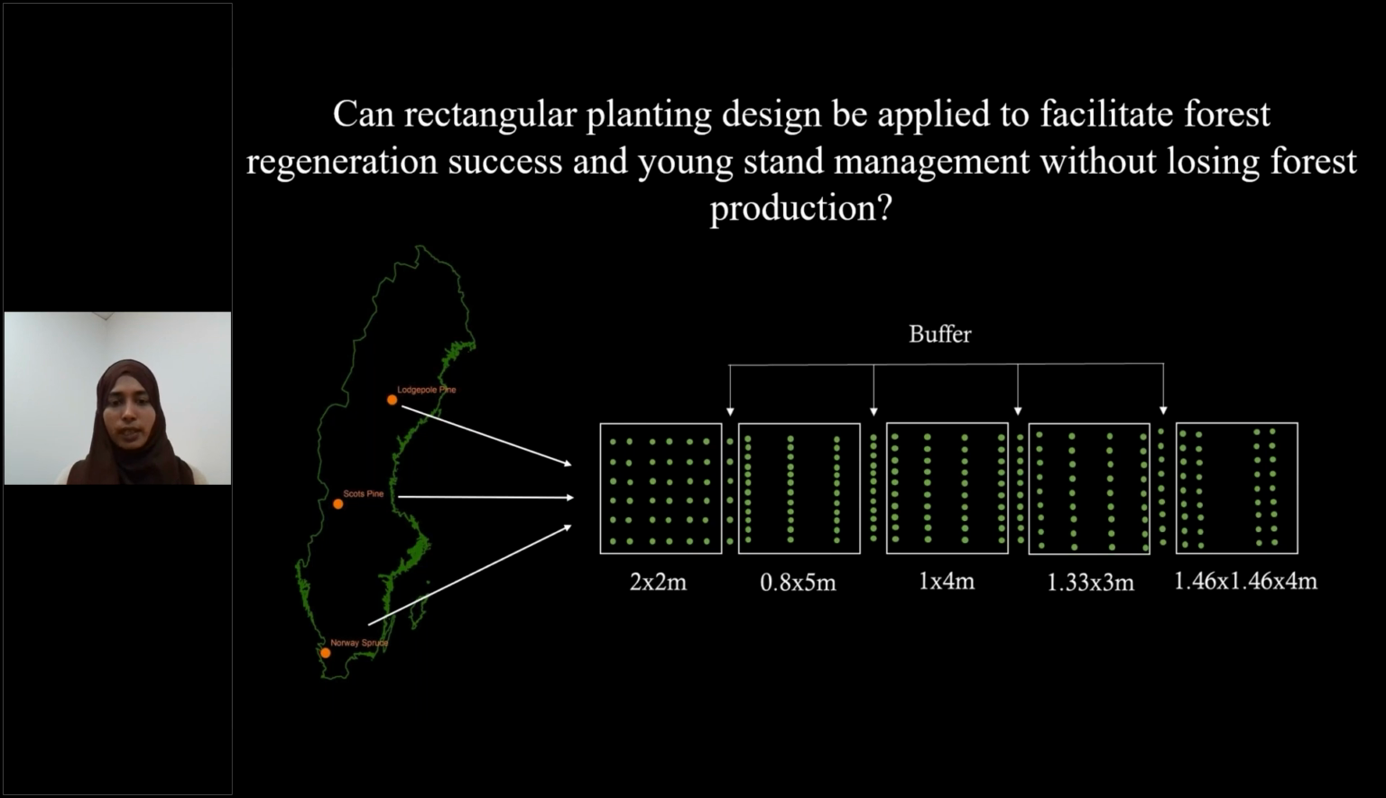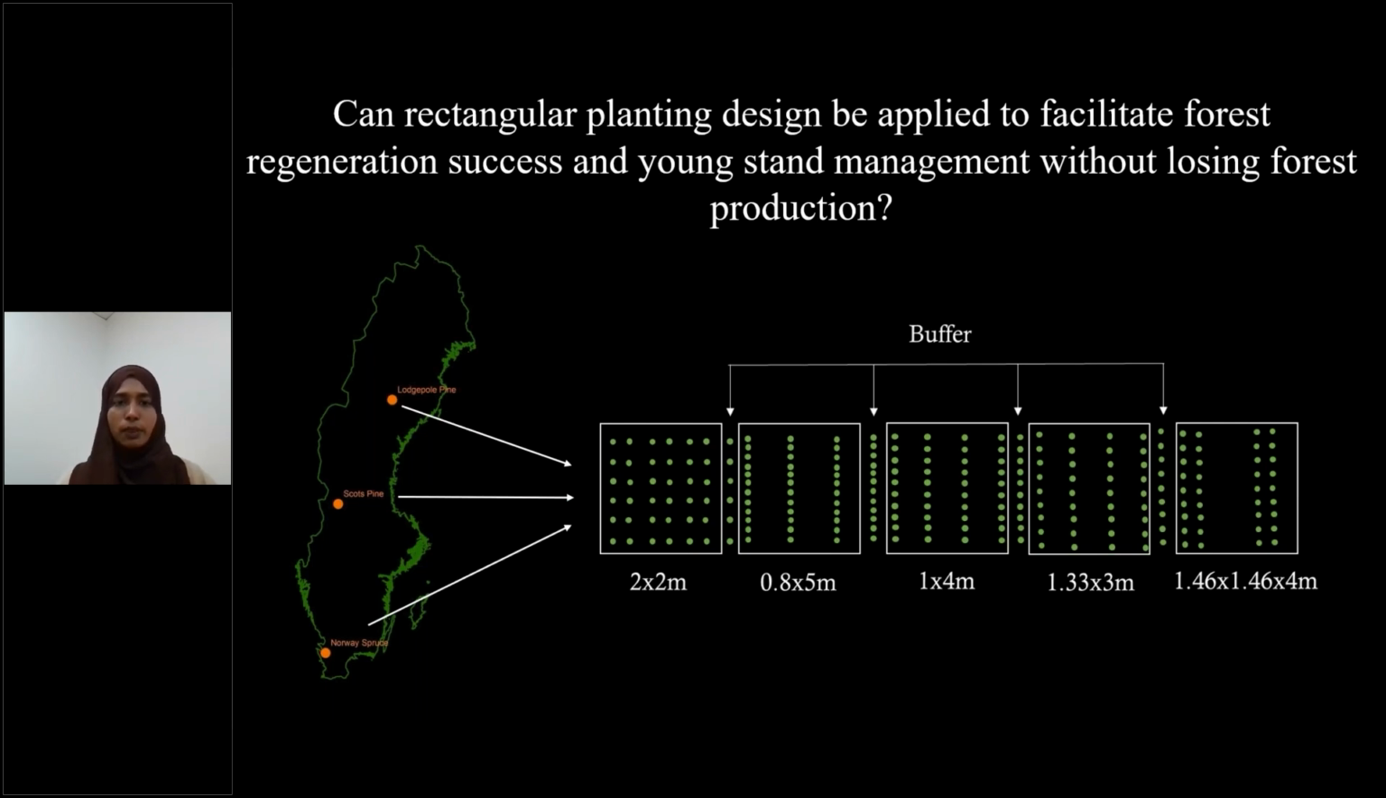For example, if I take 0.8 by 5 as an example, the distance between trees within the row is 0.8 meter, and between the rows is 5 meter. But the number of trees here and here is the same, and it's the same rule for the other treatments. The experiment was established in the mid-80s, and when we inventoried the site, it was mid-rotation. There were 2,500 trees per hectare in these plots.